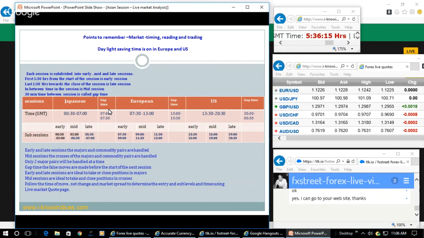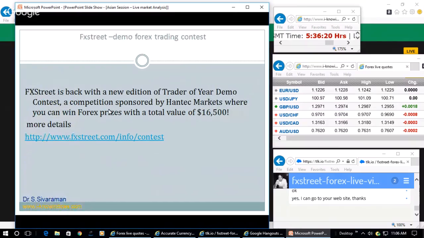Now you come across FX Street has come out with the Trader of the Year contest, and it is a demo trading contest. The details are there at fxstreet.com/info/contest. There you will be able to find how exactly the traders participate and do trades in a demo trading account and show their skill set, their trading ideas. They have the prizes, but more than that, you get international recognition if you're a good trader.